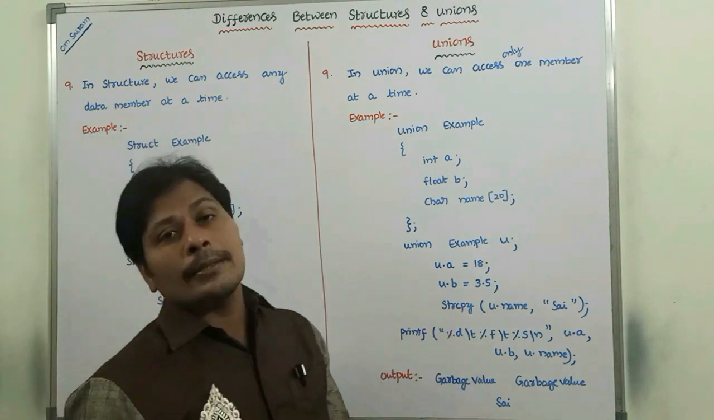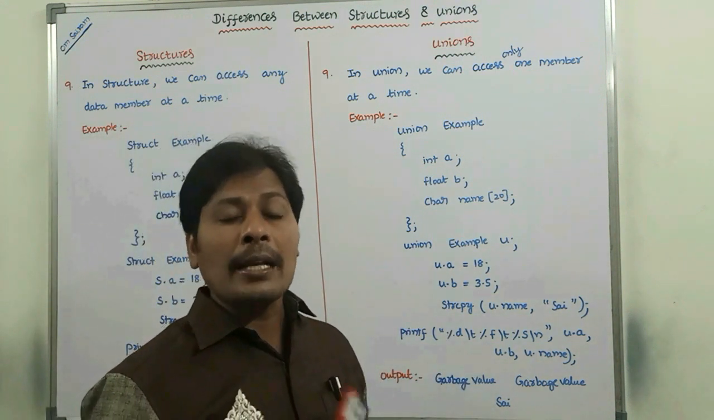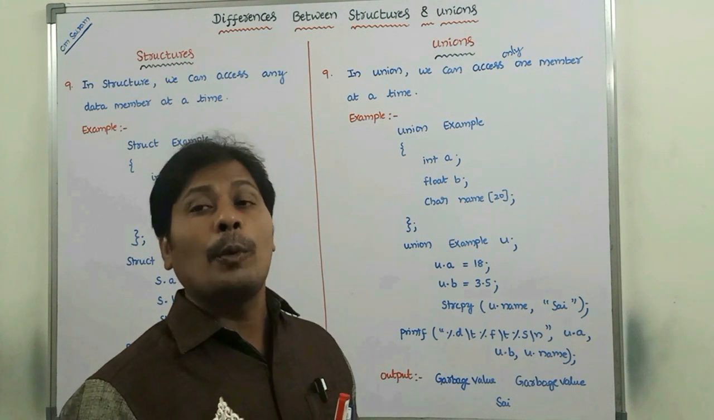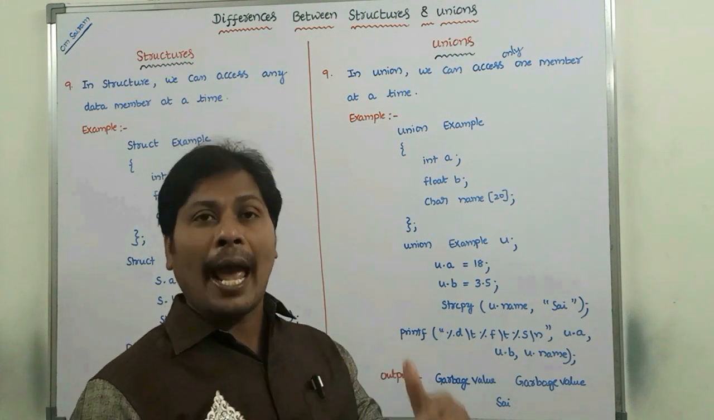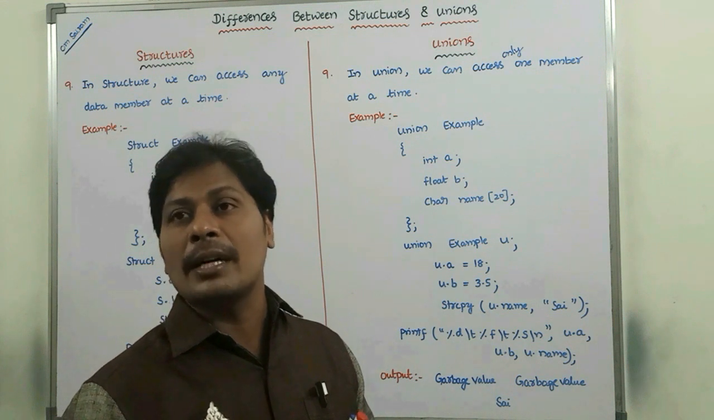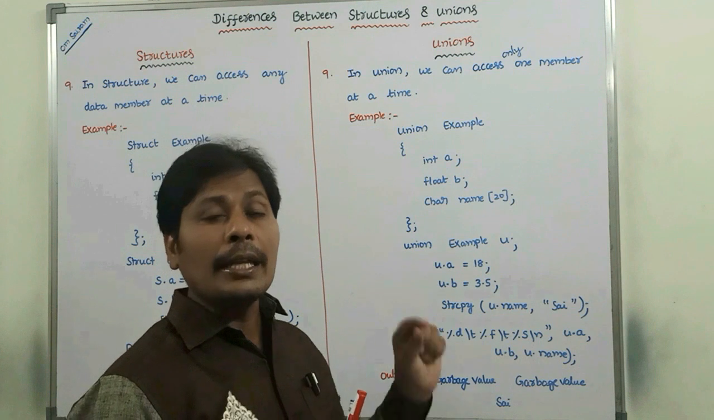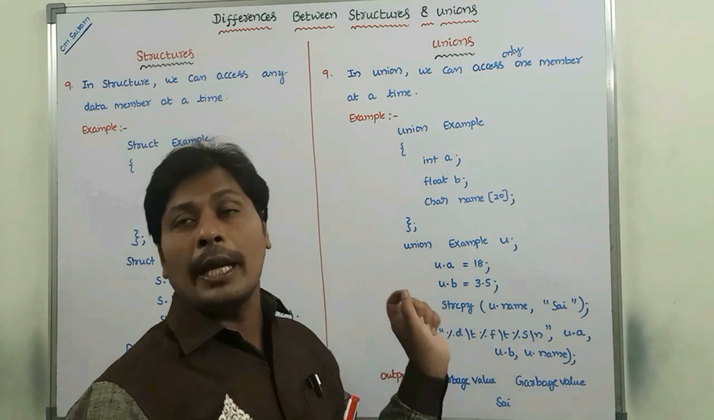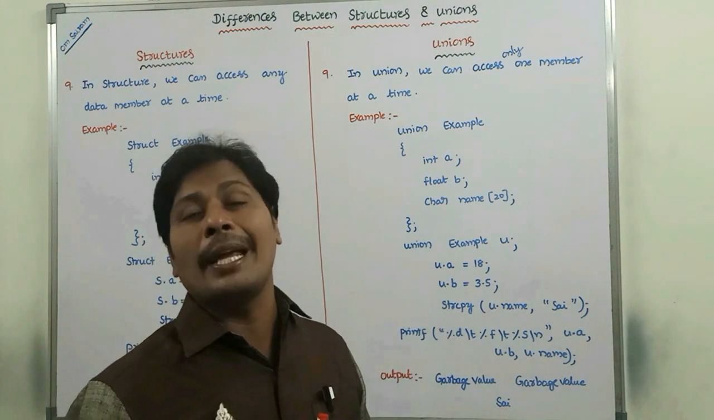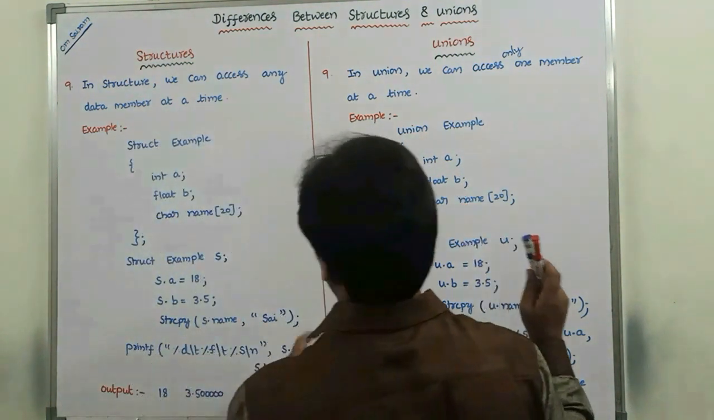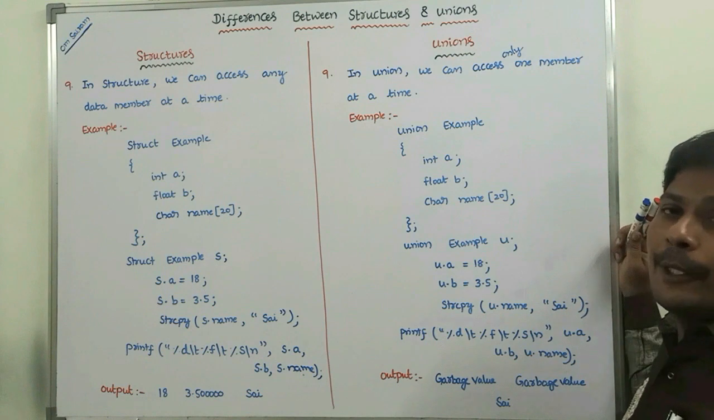But in the case of union, we can access only one data member at a time. If we are initializing or accessing all the data members, then corrupted values are printed. So in the case of union, only one data member can be accessed at a time. Consider the same example in the case of union.